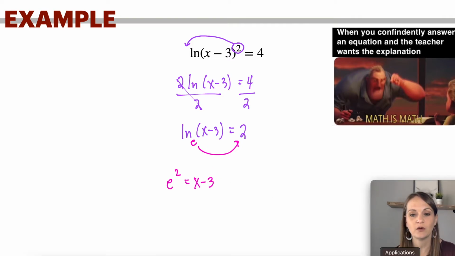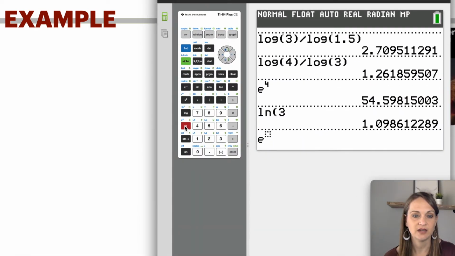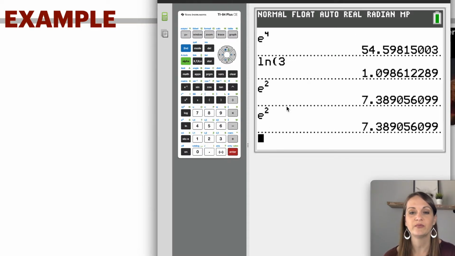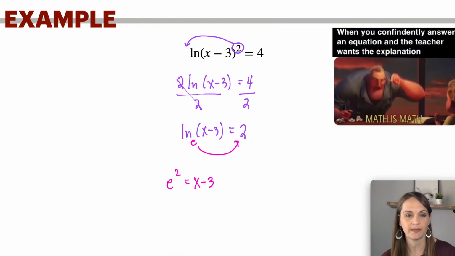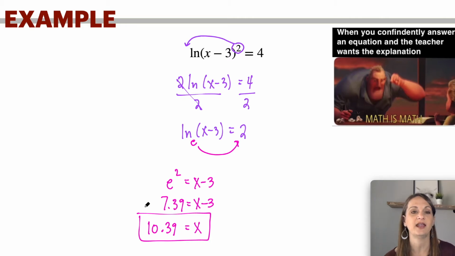So first we've got to figure out what e squared is. We need to hit second natural log to get to the e. So e squared is 7.39, and that equals x minus 3. So to solve for x, I'm going to add 3. So 10.39 is going to be my answer.